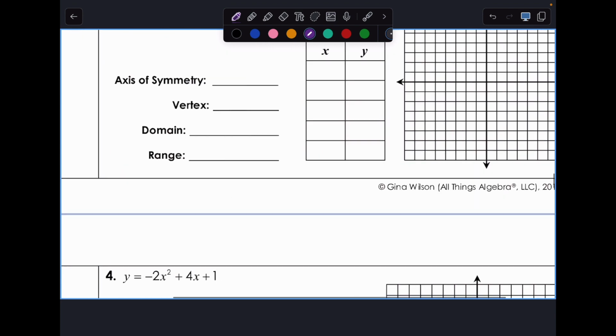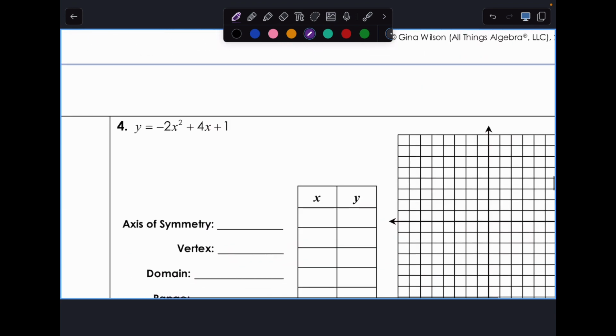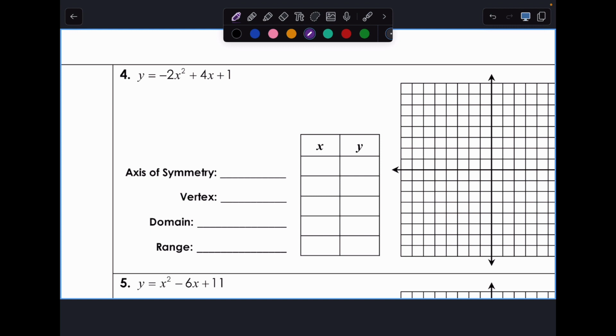Go ahead and try 3 and then do 4. That should give you plenty of time, okay, for you to catch up with me. Okay, axis of symmetry. What's the formula? Sophie.